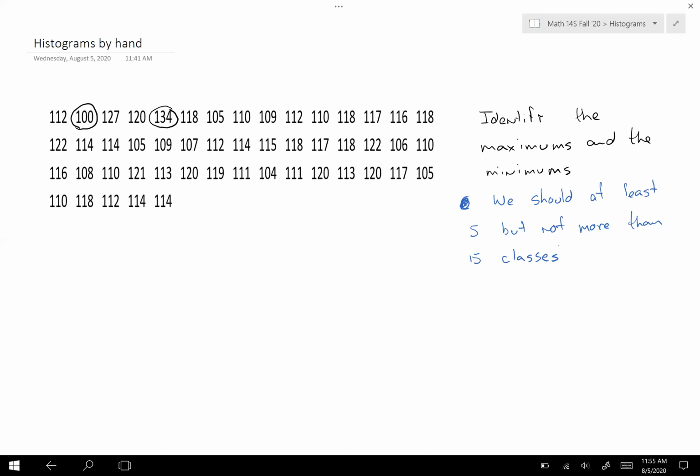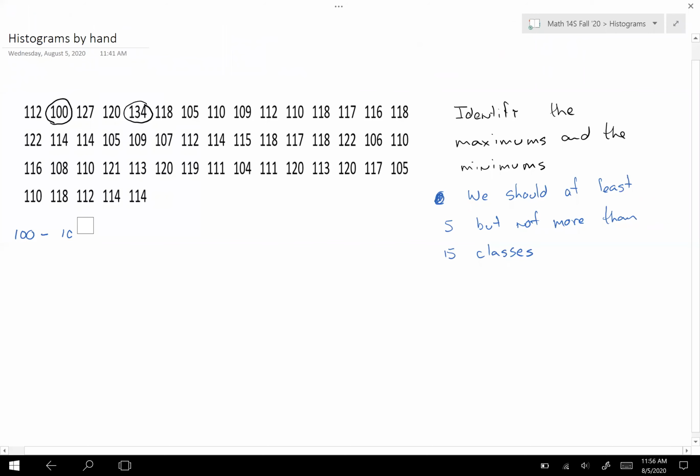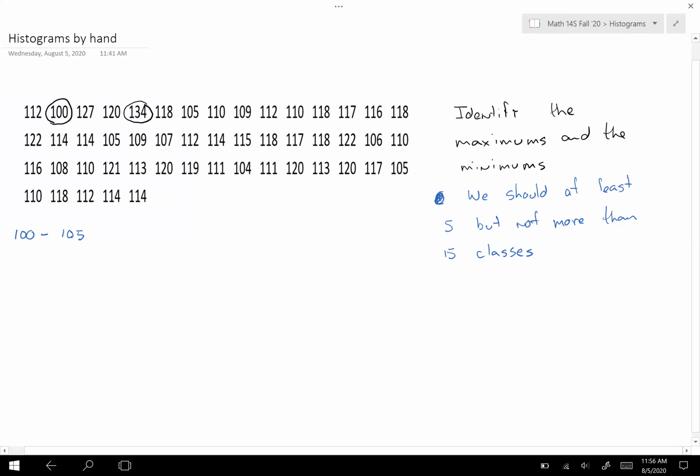All right, because I know I have a distance from 100 to 134, I figure I can get more than 5 classes by going with a width of 5. So I'm going to start at 100, and I'm going to go up to 105. 100 to 105.